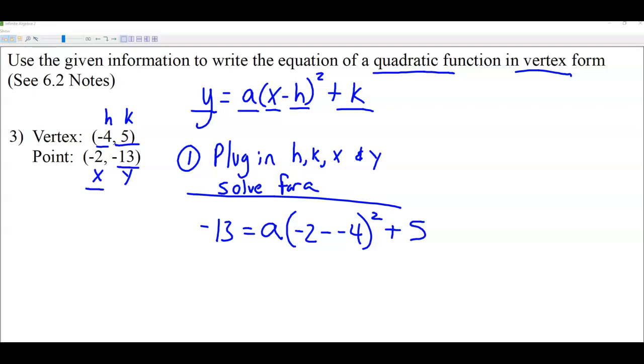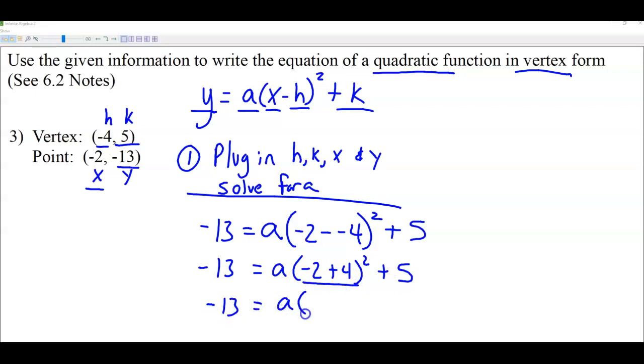First of all, notice that the double negatives inside the parentheses can be rewritten as a plus. Next, I'm going to add the numbers in the parentheses together. Negative 2 and 4 makes 2. Next, I'm going to do the power, and that's 4. At that point, I'm going to move the 4 in front of the a, just so it looks like a more familiar type of equation.